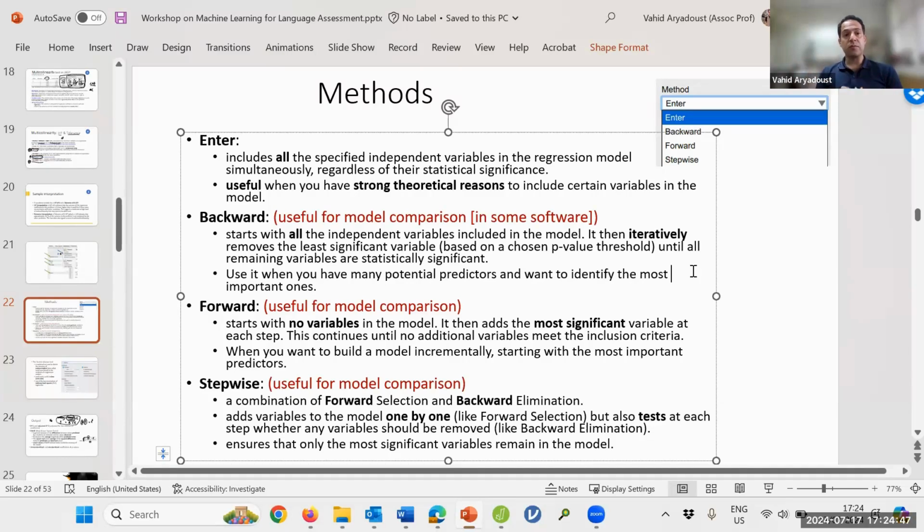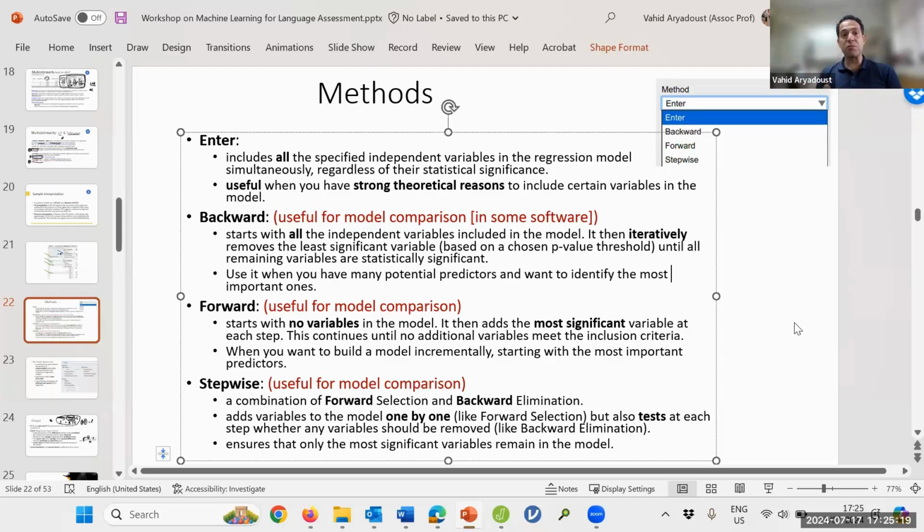Backward method, the forward method and stepwise method are useful when we are doing model comparisons. Of course, the backward method is not very much used in model comparisons. I mean, you wouldn't read this in many statistical books, but I found that in JASP or some other software, the backward method of doing regression is done in the same way that forward and stepwise are being done.